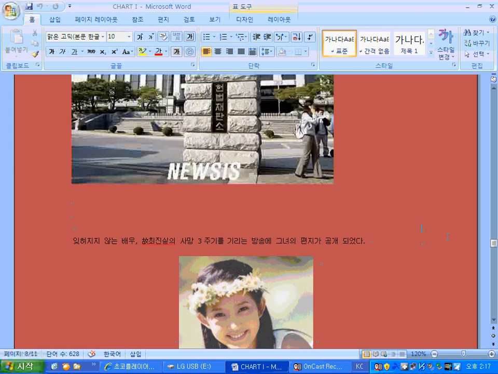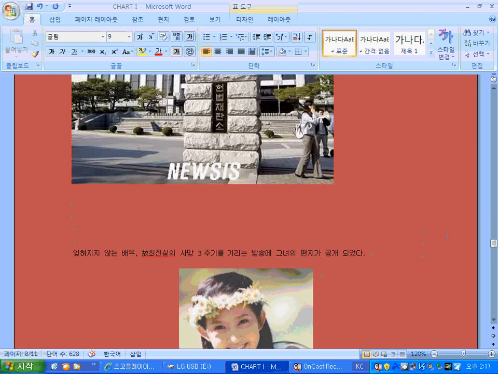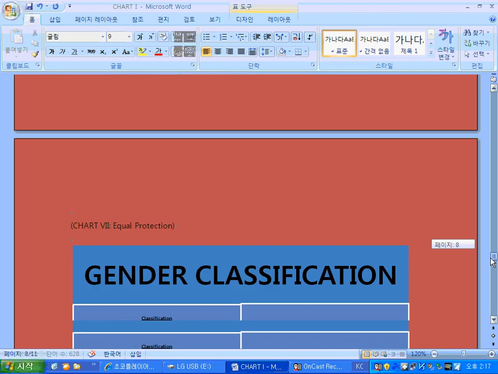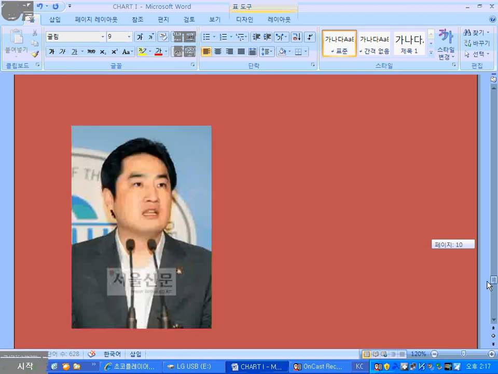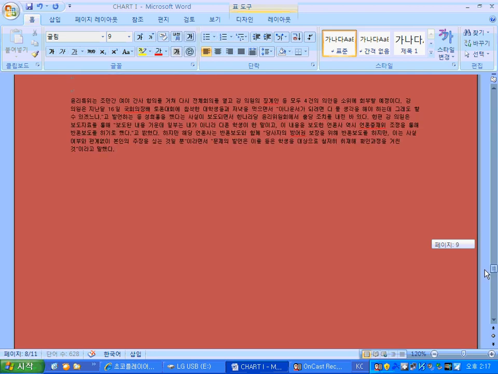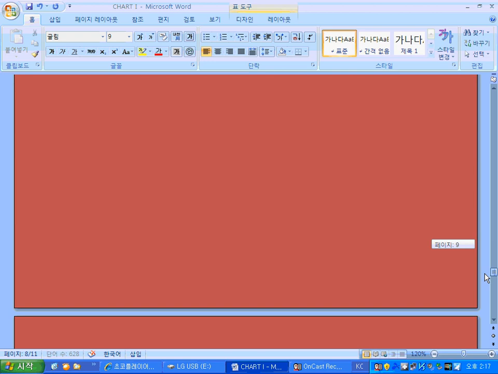Later, you can see the picture portraying the late Jin-suk Choi and Yong-suk Kang.